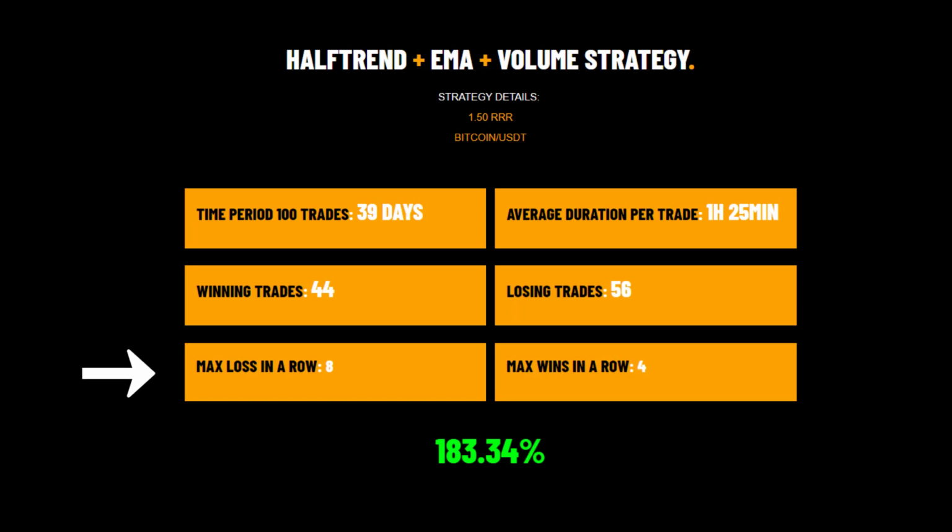The maximum number of losing positions in a row was 8 positions. So during backtesting I had a losing streak in which 8 positions in a row closed in loss. The maximum number of profitable positions in a row was 4 positions. So, if we do 44 profitable positions times 1.5 risk-reward ratio, we end up with 66. Here we do away with 56 loss-making positions, resulting in a profit of 10 risk-reward ratio, which together made up 183.34%. Although we lost more than we gained, we still made a good profit by implementing risk management. So we can conclude that this day strategy works well.